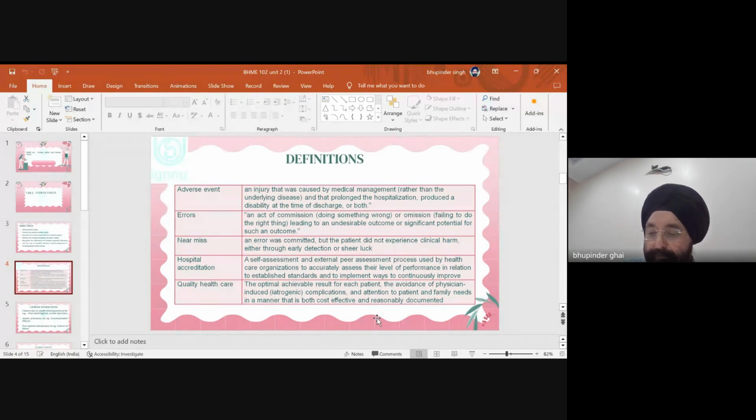Suppose when the family members are visiting the hospital, their need should also be taken care of under this quality health care. It's not only the patient but their family members also, when they are inside the hospital.